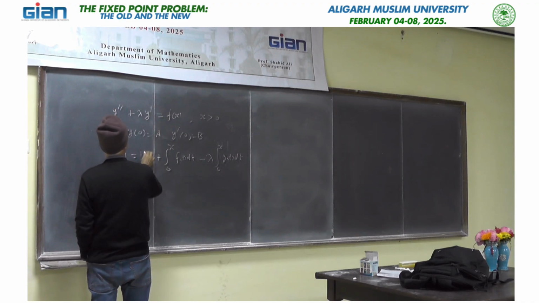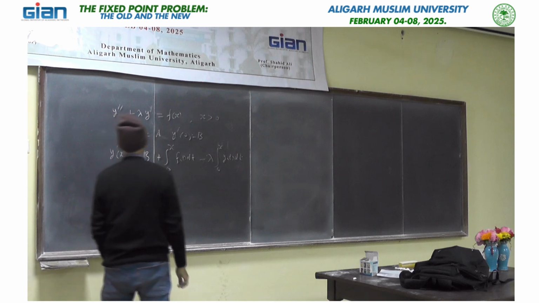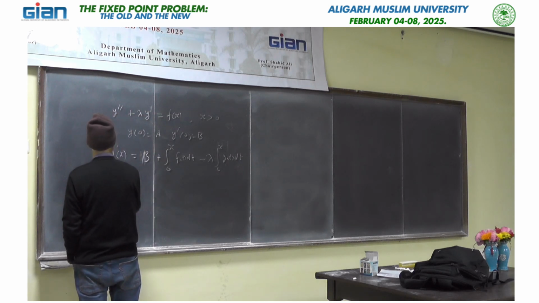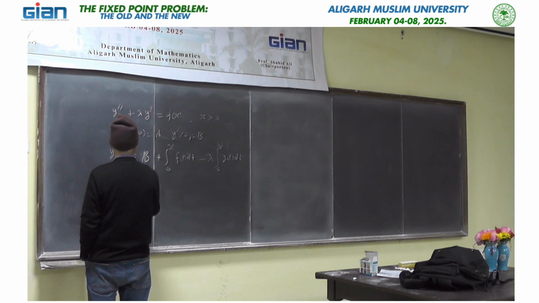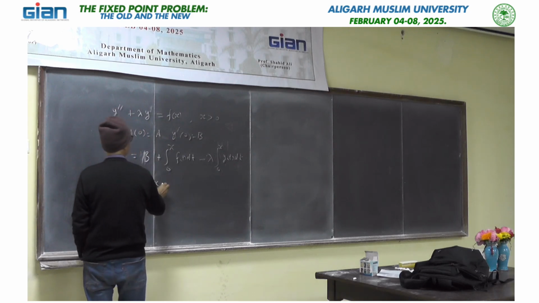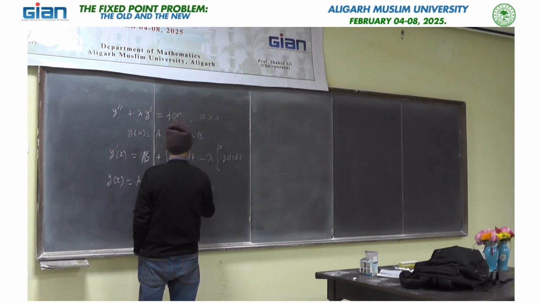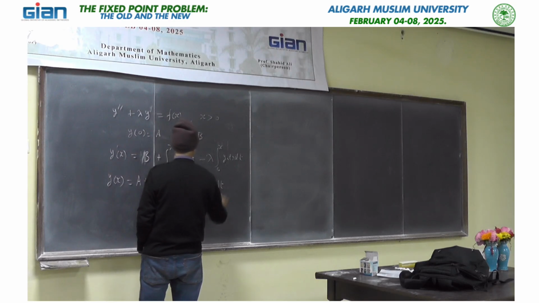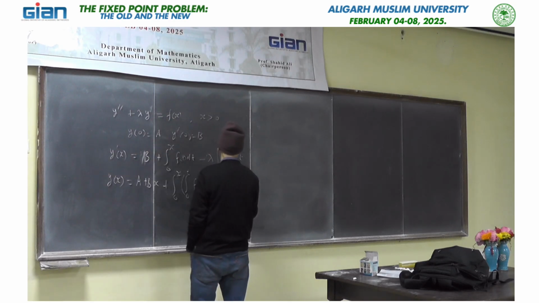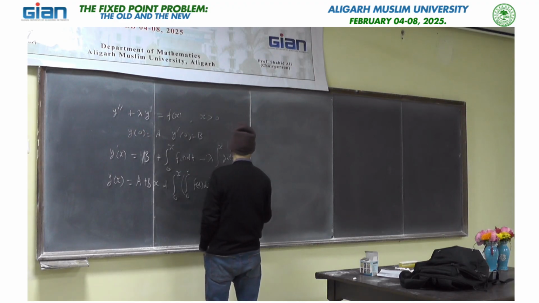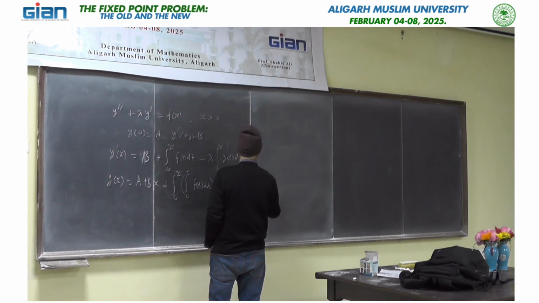Sorry, this should be b, y prime at 0 is b, and then the second integration will give us y(x) equals a plus b x plus a double integral, 0 to x and then 0 to t, of f(s) ds and then dt, like that. The dummy variables keep changing. Then minus lambda, 0 to x again, and then 0 to t of y(s) ds and then dt.